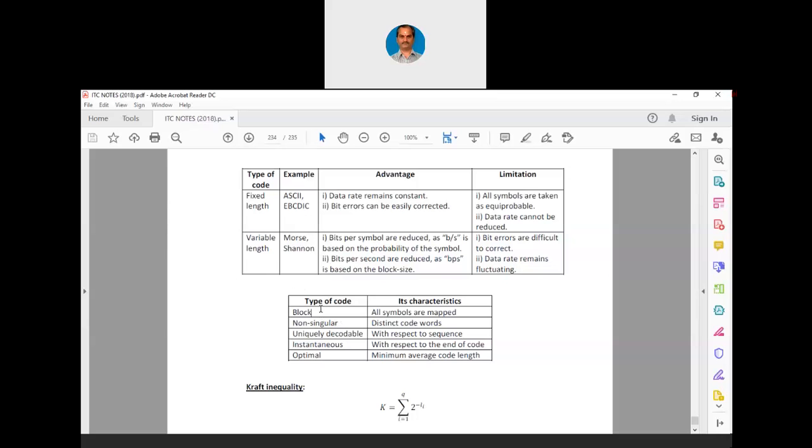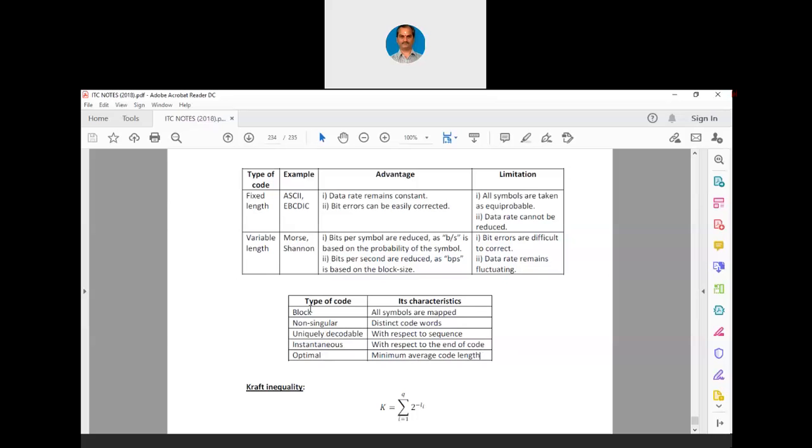Now, a block code is called a non-singular code when it has distinct code words. And a block code that is non-singular is also called a uniquely decodable code if it is uniquely decodable with respect to the sequence. And the block code which is non-singular and uniquely decodable is also called an instantaneous code. It is with respect to the end of the code, in the sense that at the receiver, it must be able to detect each and every code's ending. Then that is called an instantaneous code. And finally, an optimal code is the one which has the minimum average code length.